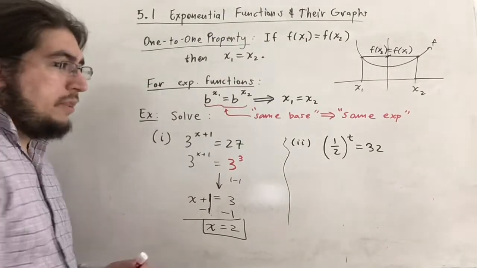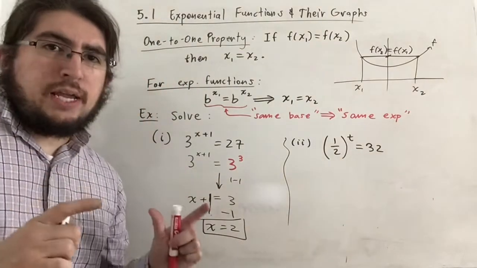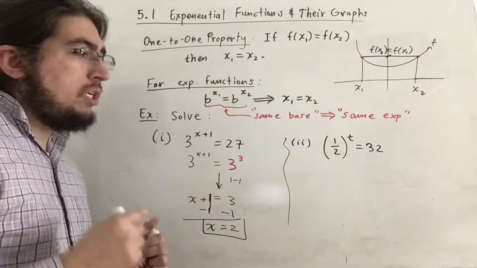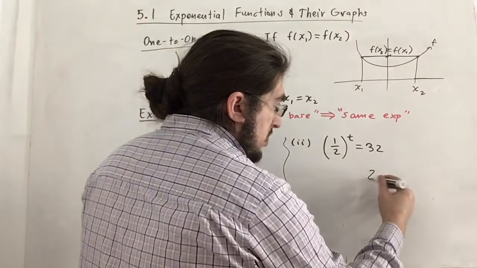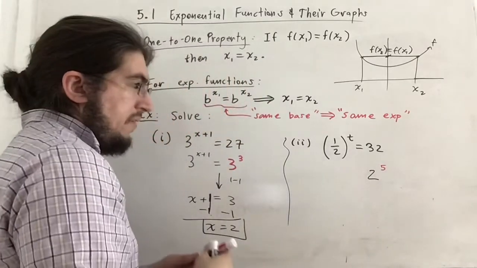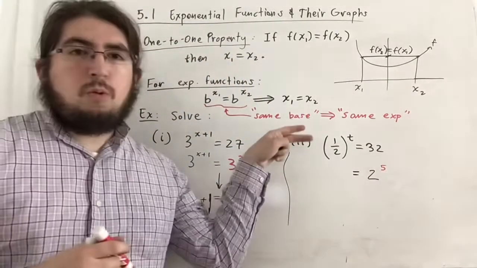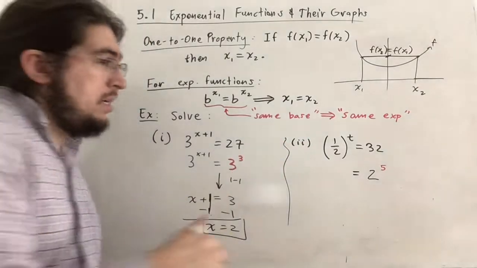We need to write 32 as 1/2 to the something. That's tricky. That's really tricky. What you could say is, well, 32 is 2 to the 5th, like this. Maybe that's a fine way of thinking of it. But then we're kind of stuck, because you could say, well, 1/2 is 2 to the -1.